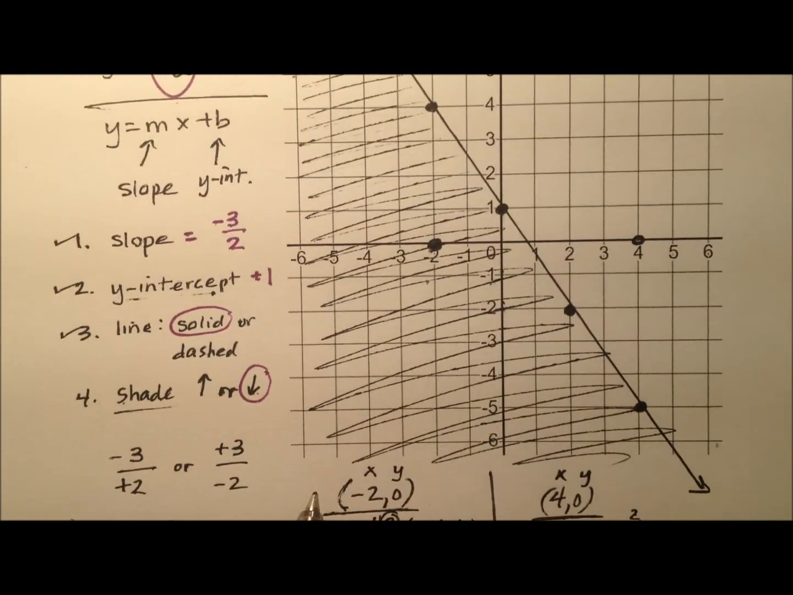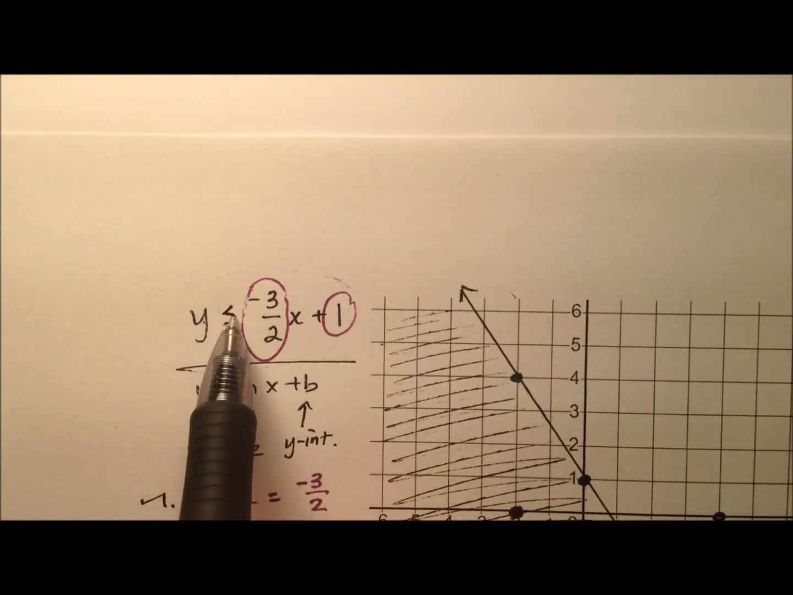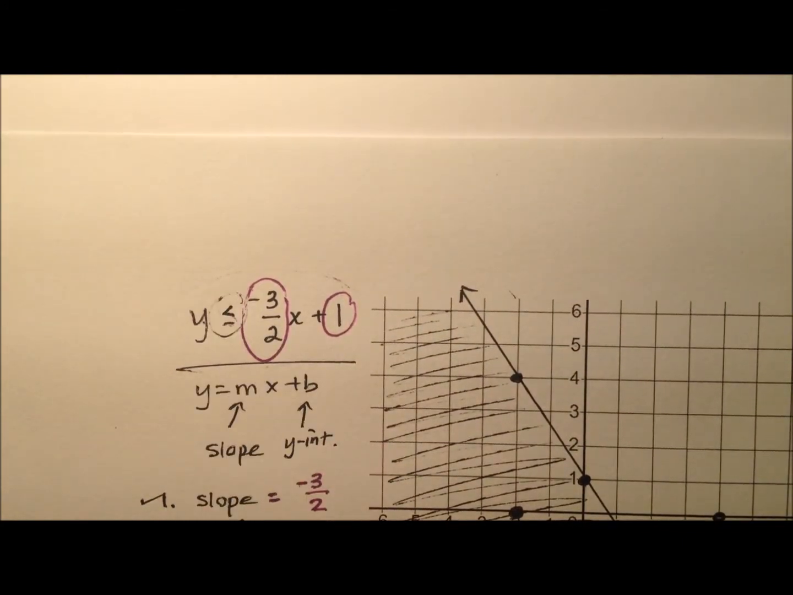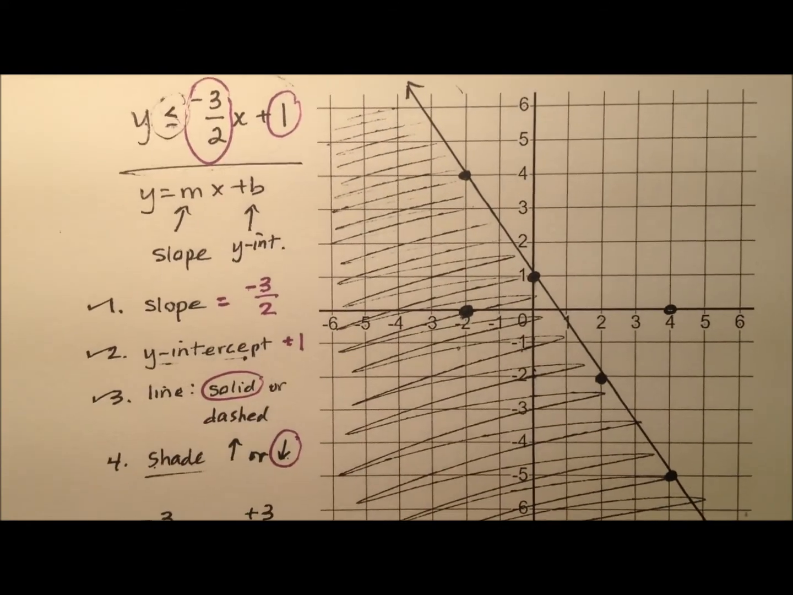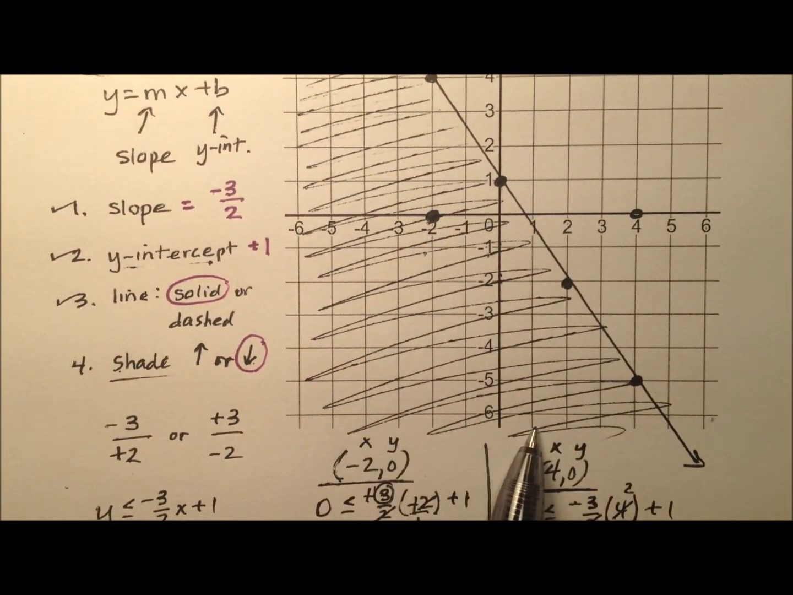So, a couple of ways you can figure out where you need to shade. You can look directly at the symbol for your inequality and then just use your y-axis and go from there. So y was less than, so we shaded below the line.